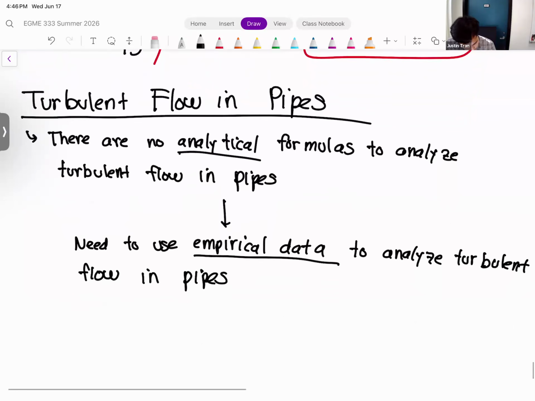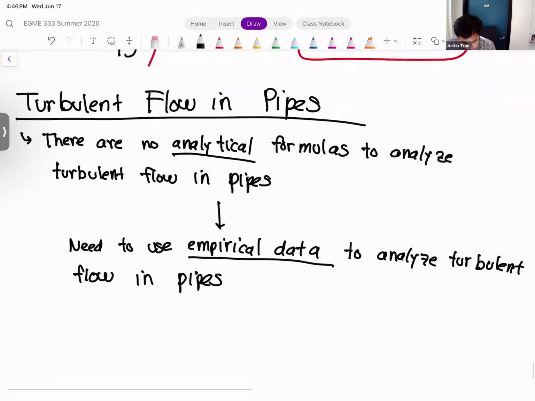Okay. And so in particular, we're going to make use of something called the Moody chart, right? Which is basically a collection of a bunch of different turbulence experiments to do our analysis.